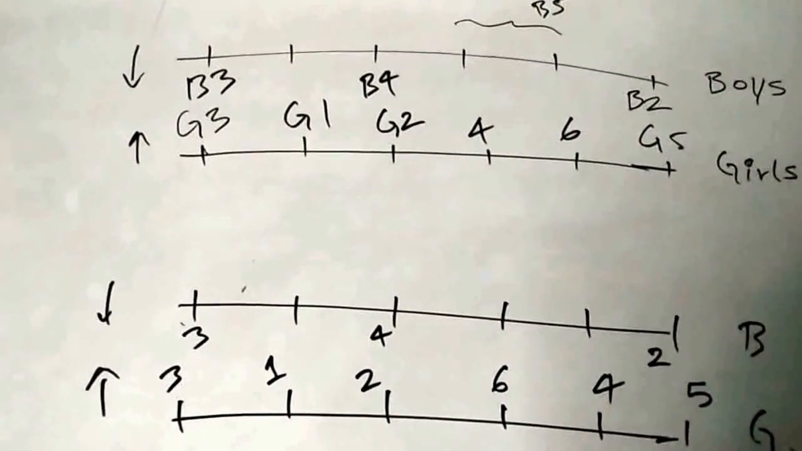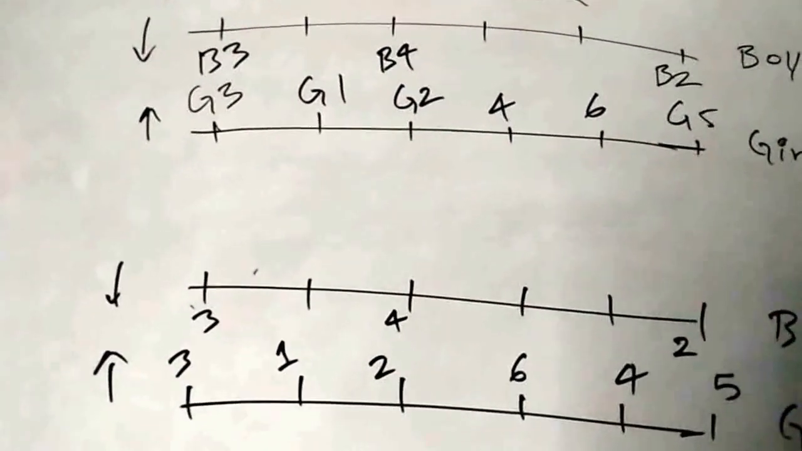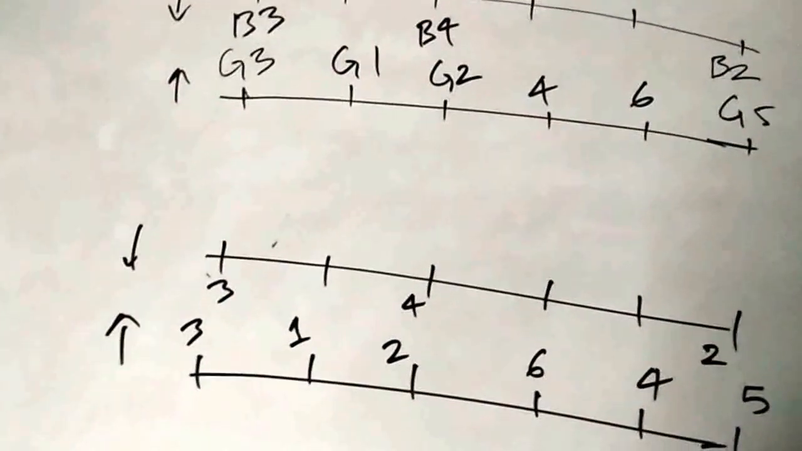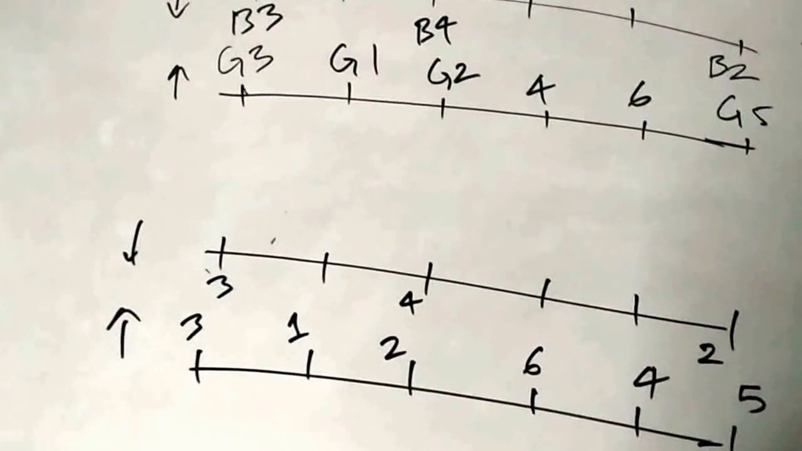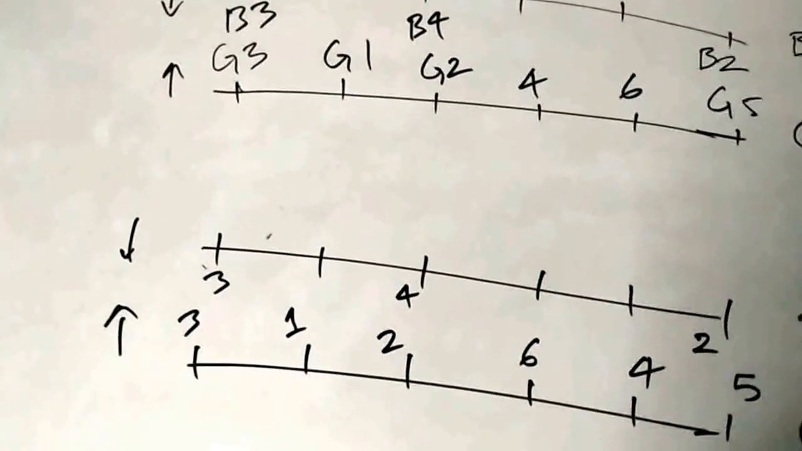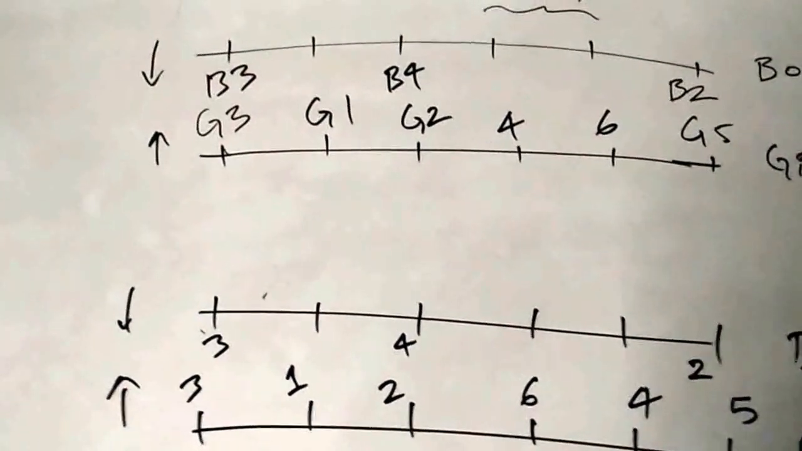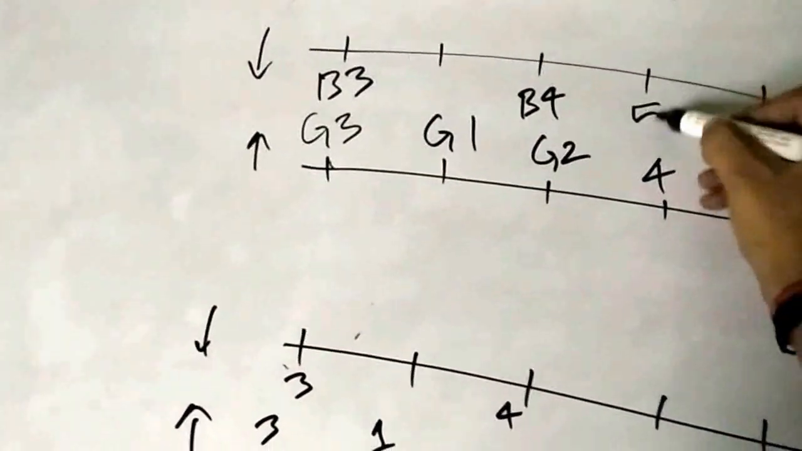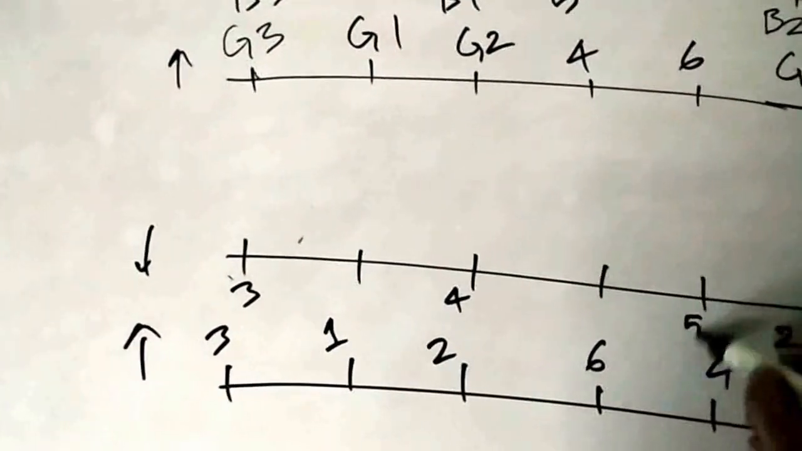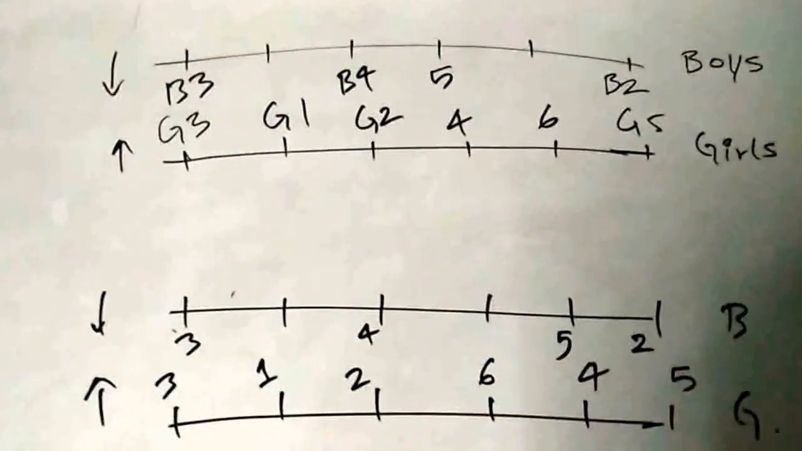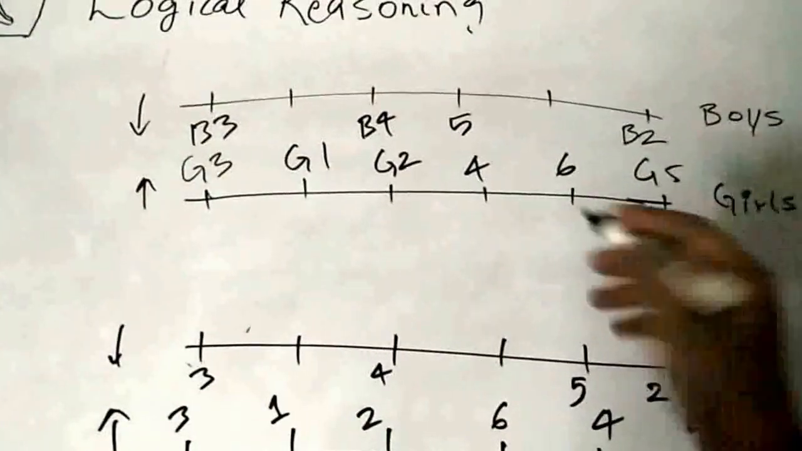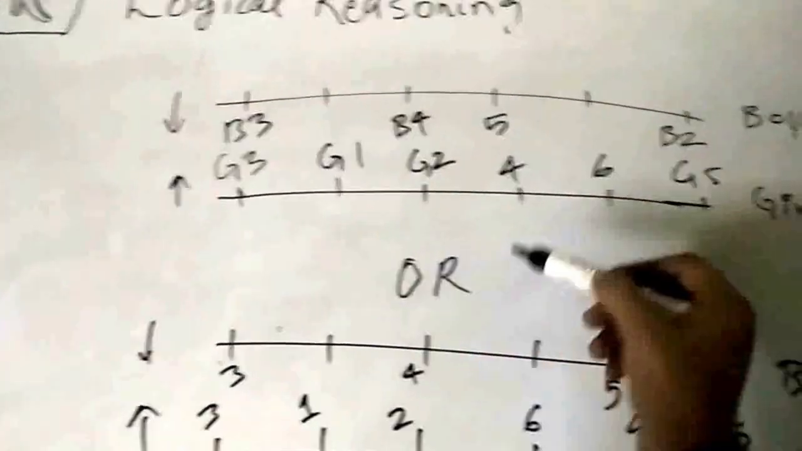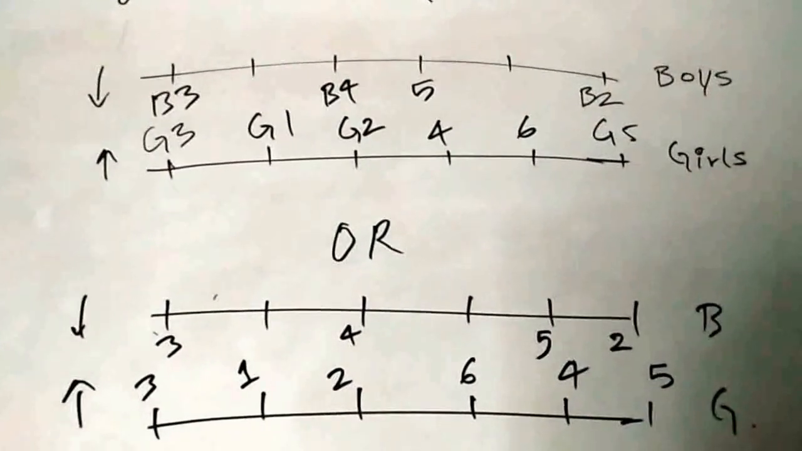Yes, so now we have to go through these rules again to see the diagram. And it said B5 is opposite to G4, right? So now we can place G5 opposite B4. See, this is the easier way to solve things. So now we can place almost everything, we just have these 2 cases. So either this can be true or this can be true.